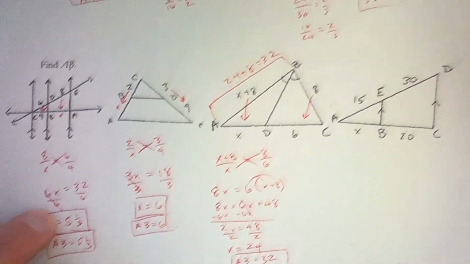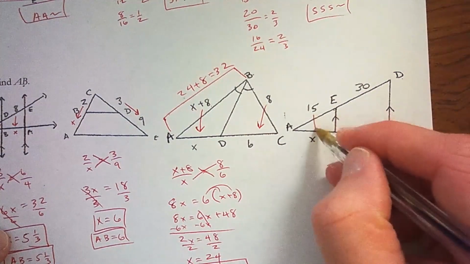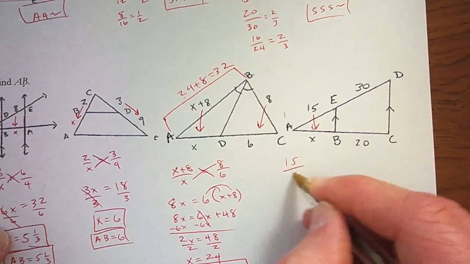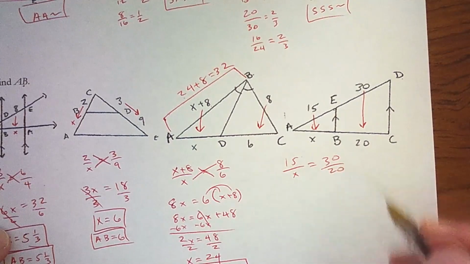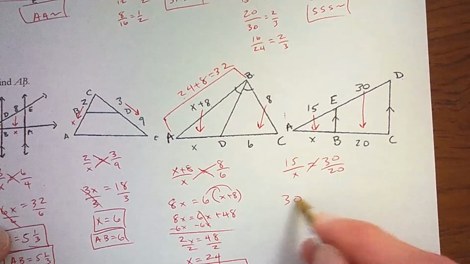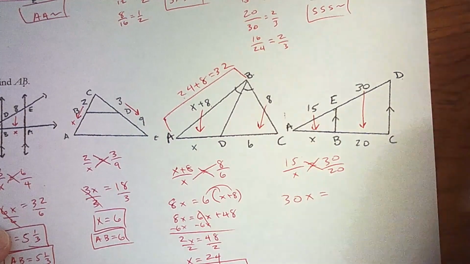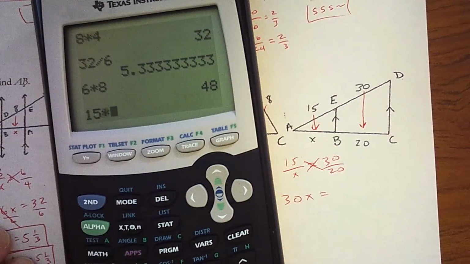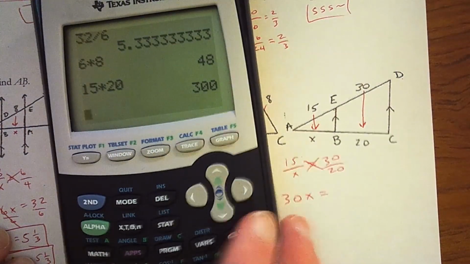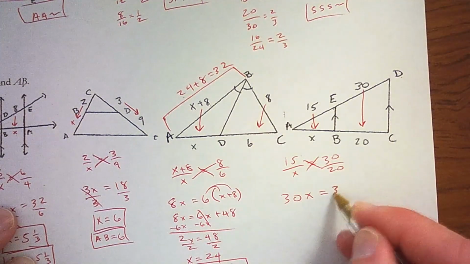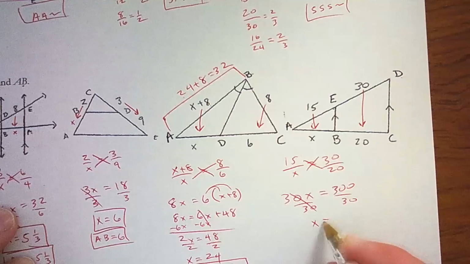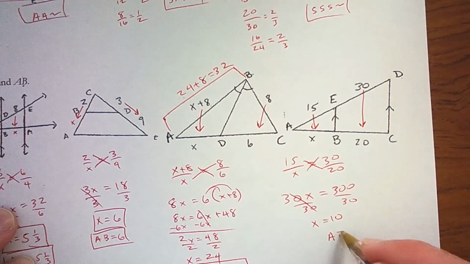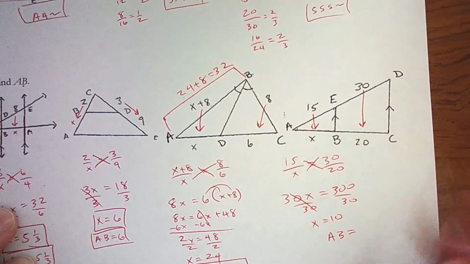And then our last problem here, 15 is to x as 30 is to 20. So we'll do our cross products. 30x equals 15 times 20 is 300. And divide by 30, x is 300 divided by 30 is 10. So the length of AB is 10.